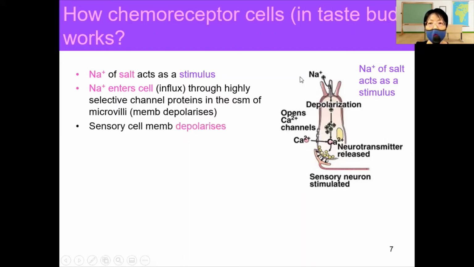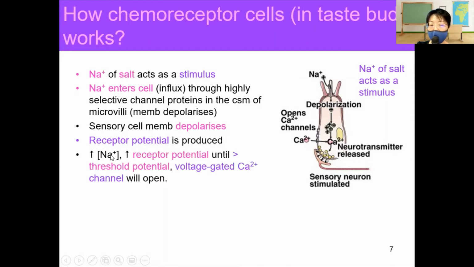Okay, so when the sodium ion diffuses into the cell through the channel protein, the membrane of the receptor cell depolarizes. This is very similar to neurons, right? Sodium ion diffuses in, membrane depolarizes. Okay, so when the membrane depolarizes, it has a certain membrane potential, which is called the receptor potential, because this is a receptor cell.